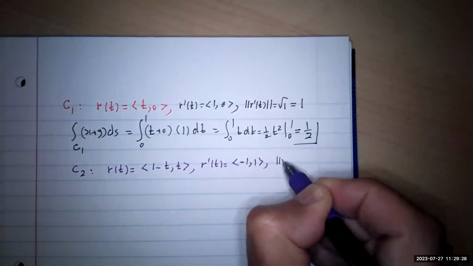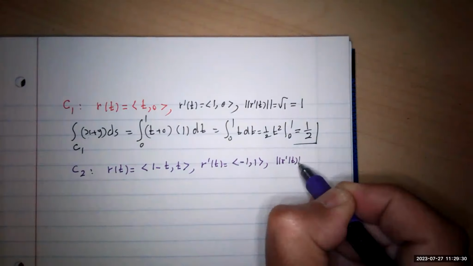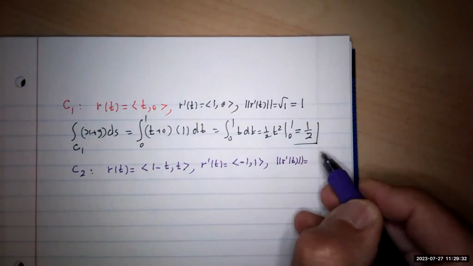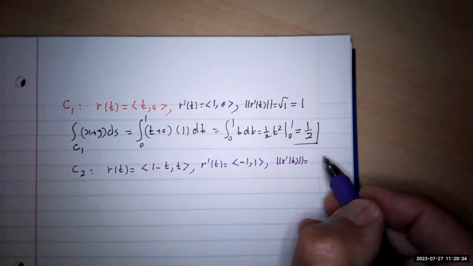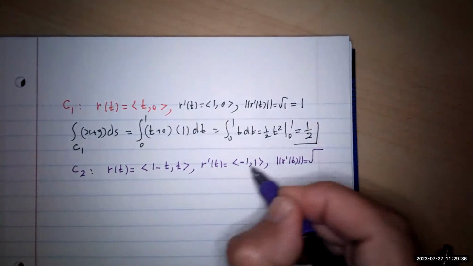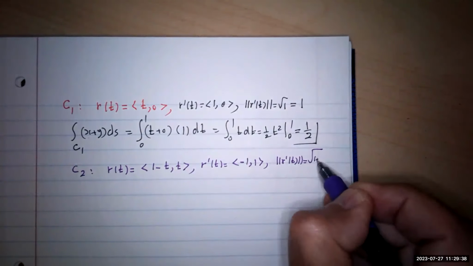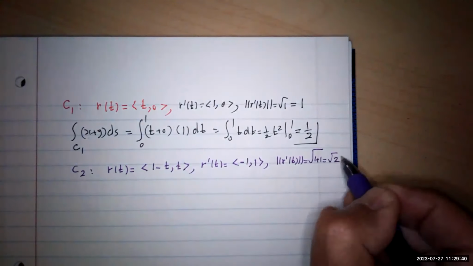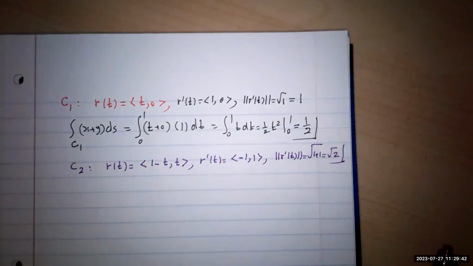So r prime of t is going to be -1 and 1. And the norm of r prime is going to be the square root of 1 plus 1. That gives you 2, the square root of the sum of squares of the components. So that gives you radical 2. Okay, so it's going to be radical 2.